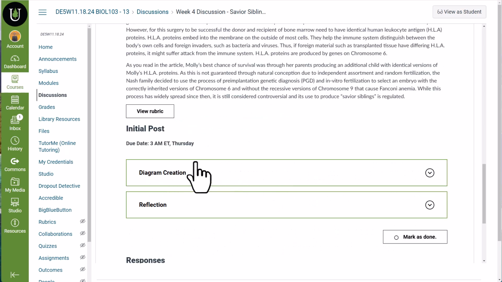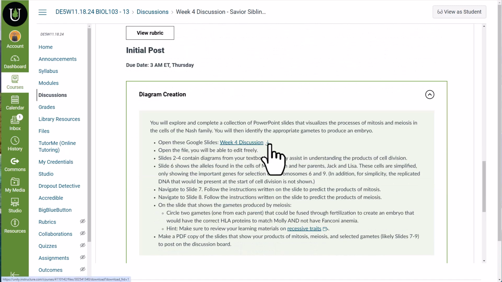What it's asking you to do here is to read through that article and then open this template, take a look at the different images that are there, the diagrams that are from the textbook, and put onto this slide presentation specifics about this particular disease and what is happening in this story that we've just read about. These first 6 slides will give you some background. What you're going to do then is to go to slides 7 and 8 and follow the instructions that are written on those slides to alter it so that it is illustrating this concept in these particular parents.